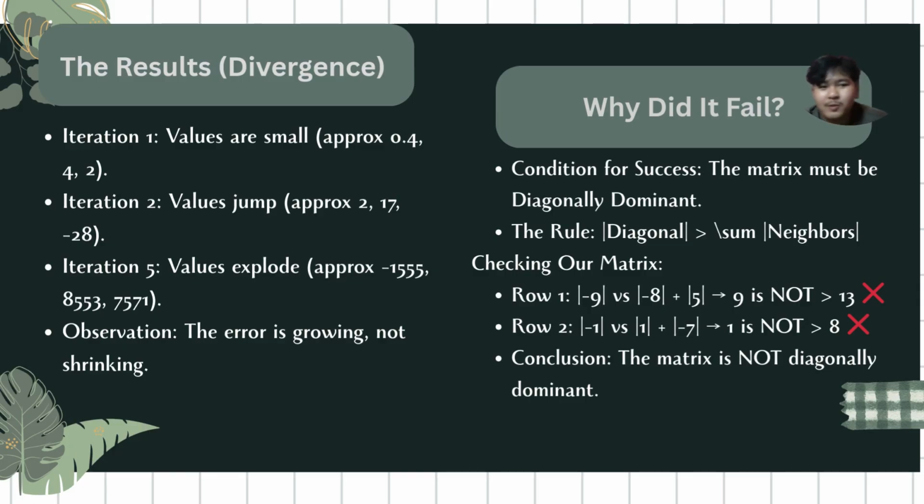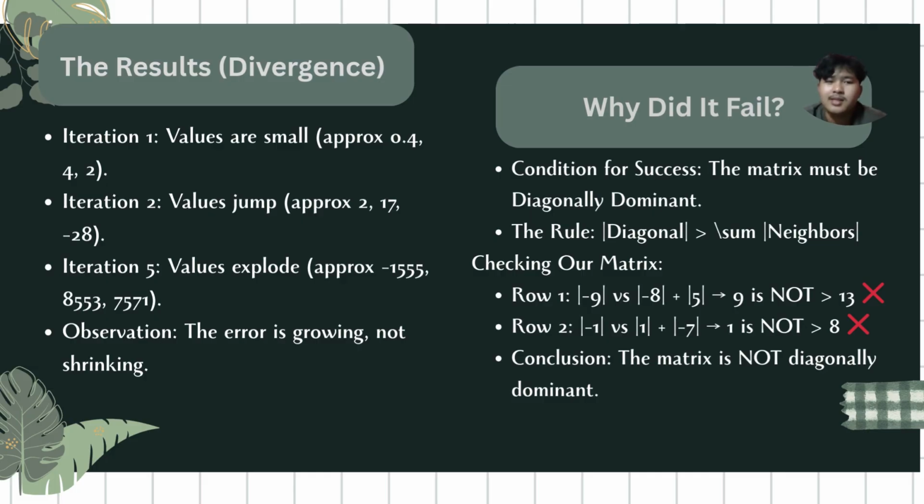Okay, this is where it gets interesting. Instead of the numbers settling down to a specific answer, they explode. In just 5 steps, we went from single digits to numbers in the thousands. This behavior is called divergence. The method is failing to find a solution.